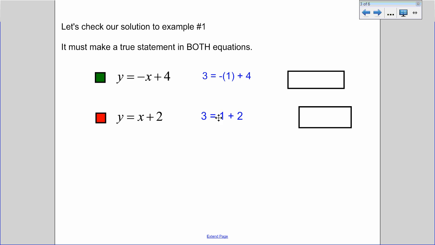We're going to plug 3 in for y, 1 in for x. So we have 3 equals 1 plus 2. 1 plus 2 does equal 3, so that is a good solution. So that's what it's going to look like, reading solutions from a graph and then checking them.